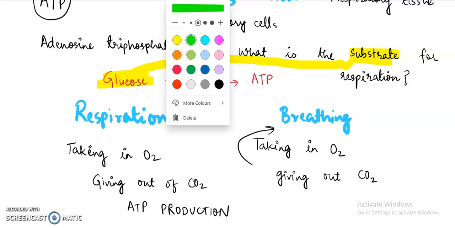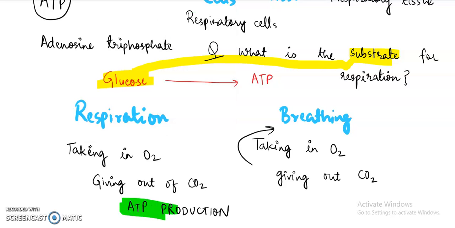So if a difference question comes, you can write all these points which we have discussed. Respiration is a phenomenon that involves taking in oxygen and giving out carbon dioxide, and it also deals with ATP production. But breathing is just the exchange of gases, taking in oxygen and giving out carbon dioxide. We don't talk about ATP production in this case.